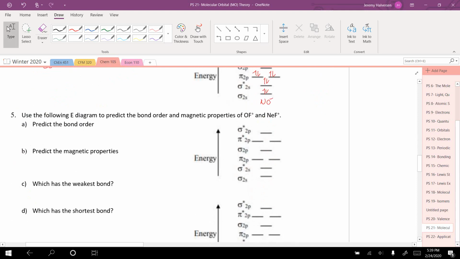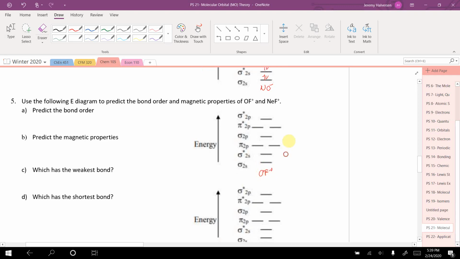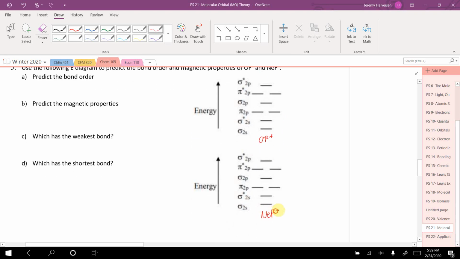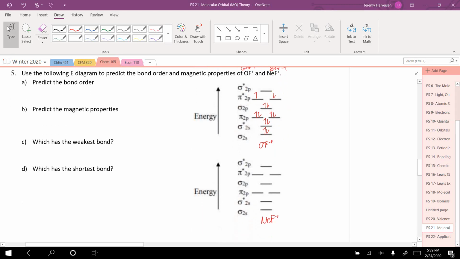All right, let's keep going. OF+ and NeF+. So this is 6 plus 7 minus 1 gives me 12: 1, 2, 3, 4, 5, 6, 7, 8, 9, 10, 11, 12. This is 8 plus 7 minus 1 gives me 14: 1, 2, 3, 4, 5, 6, 7, 8, 9, 10, 11, 12, 13, 14.